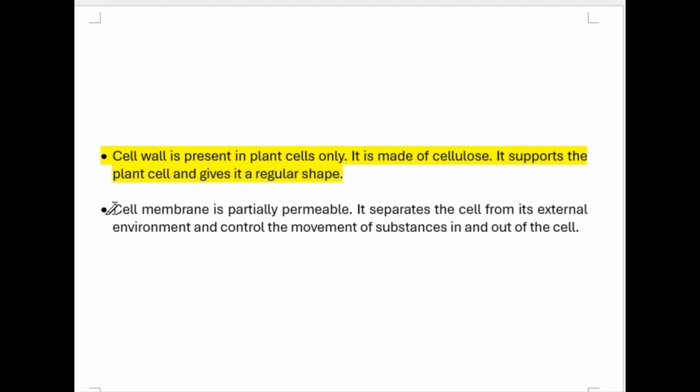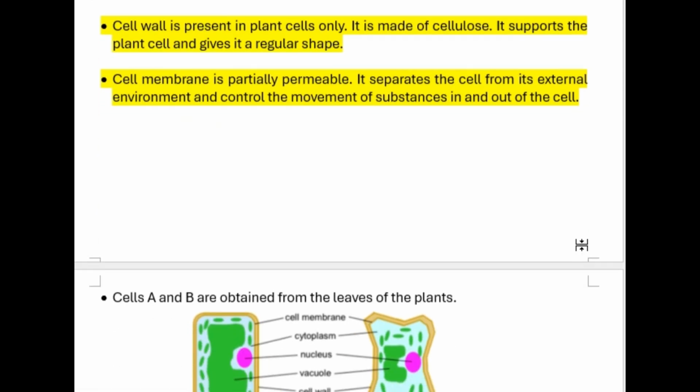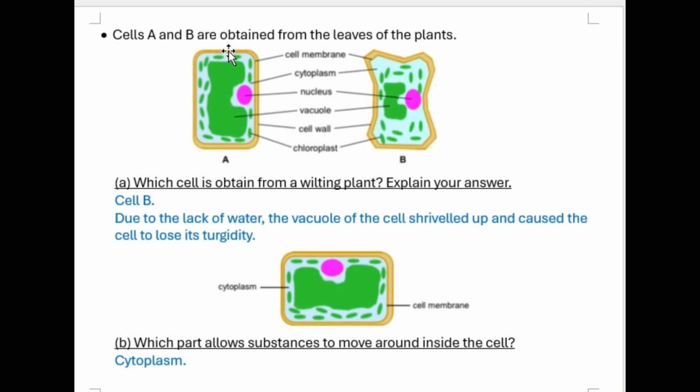Cell membrane is partially permeable. It separates the cell from its external environment and controls the movement of substances in and out of the cell. Cells A and B are obtained from the leaves of the plants.